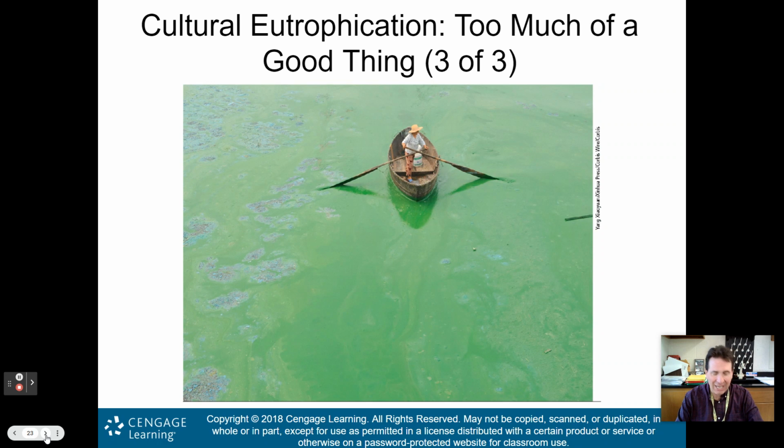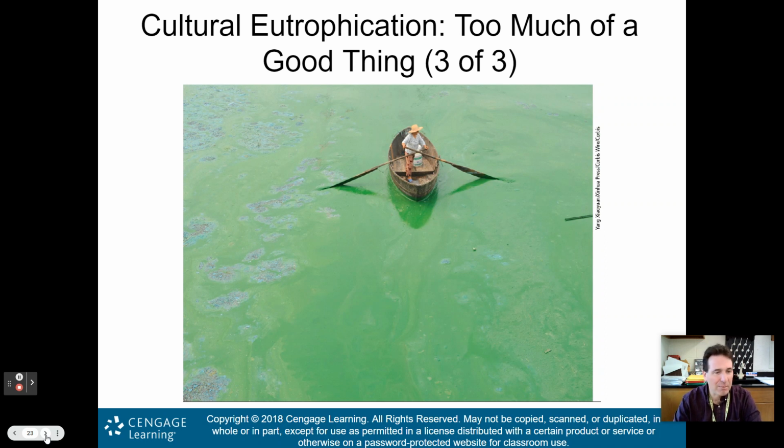So what are we looking at here? This is severe cultural eutrophication of Chow Lake in China. But I'll tell you what, if any of you go hiking around this area, especially in the spring and early summer, or if you're golfers, I see this on my golf course at Spook Rock all the time. There's a pond next to the green on 6.